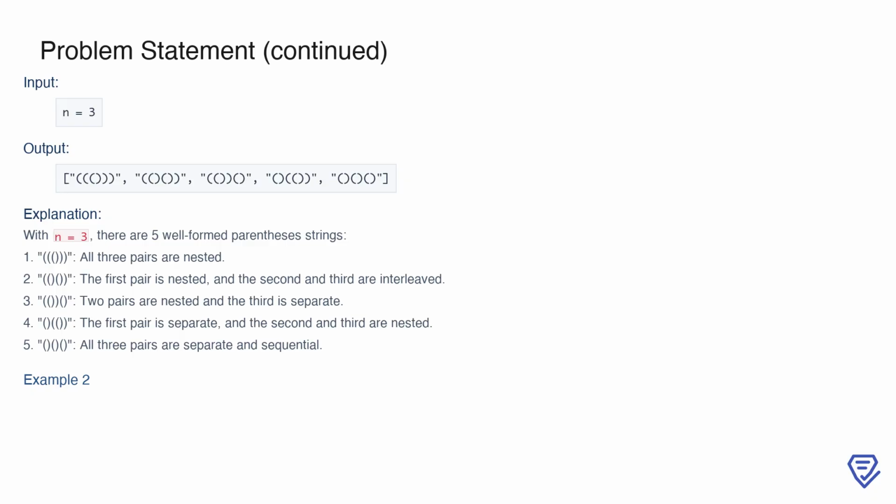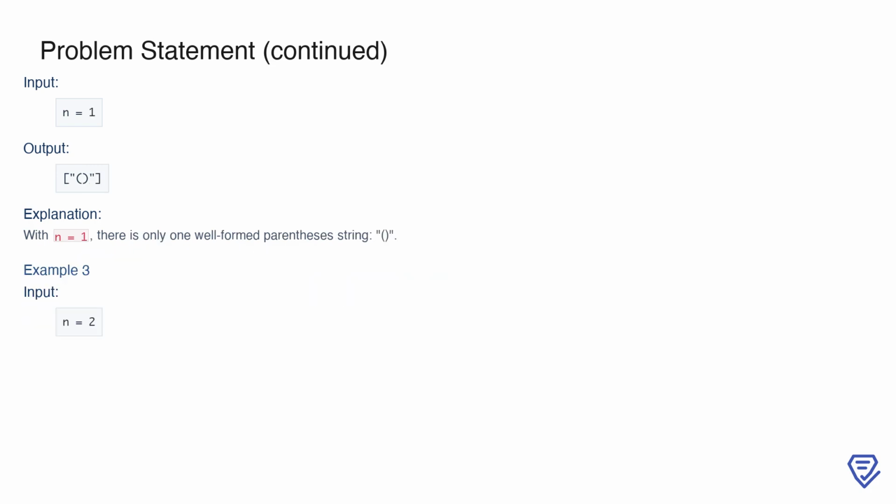In the second, the first pair is nested, while the second and third pairs are interleaved. In the third, 2 pairs are nested, and the third is separate. The fourth combination has the first pair separate, while the second and third are nested. Finally, the last shows all 3 pairs as separate and sequential. These combinations illustrate the different ways parentheses can be arranged while maintaining proper balance and nesting.